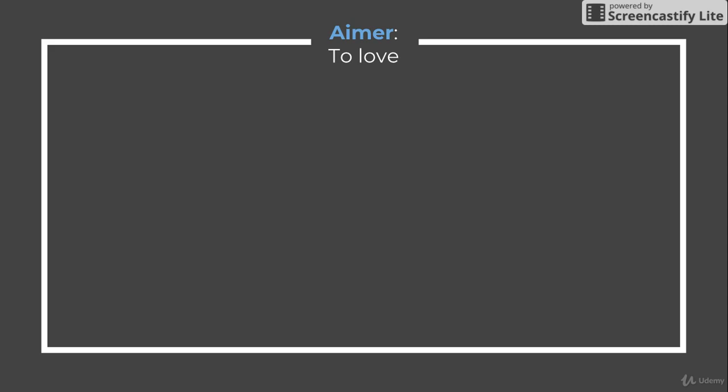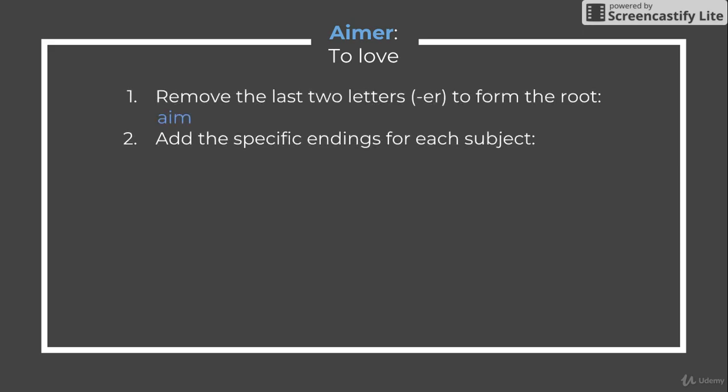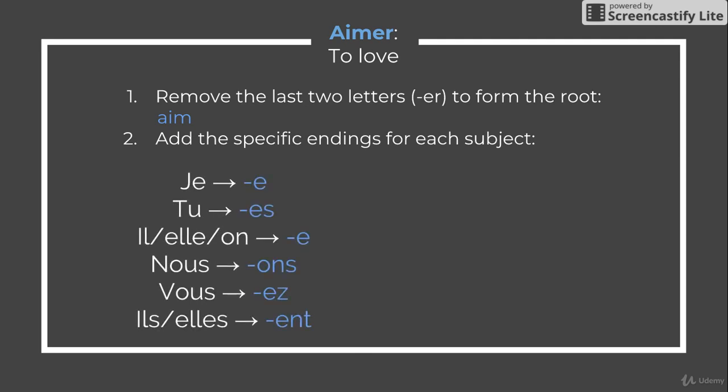So to conjugate a regular ER verb, you must follow these steps. Remove the ER, so you're left with the stem. In the case of aimer, you would be left with aim. Add the appropriate ending that goes with each subject. For each subject pronoun, there's a different ending you must add onto the stem of the verb. The endings for ER verbs are E, ES, E, ONS, EZ, and ENT.